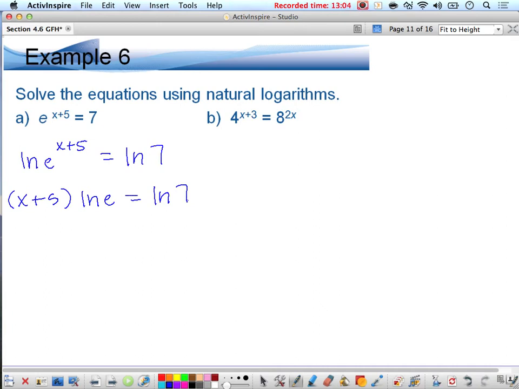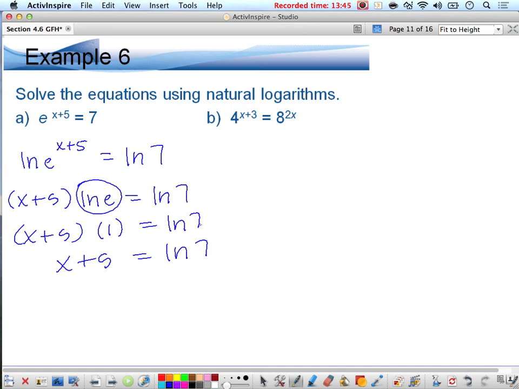But what is the natural log of e? Ask your calculator. What is the natural log of e? You should know this right off the top of your head. 1. Why? Because what's the base? E. And e to the 1 power equals e. So the natural log of e is 1. And anytime you're in base e and you have the natural log of e, that whole thing just becomes 1. So really that's x plus 5 times 1, which is just x plus 5 equals the natural log of 7.